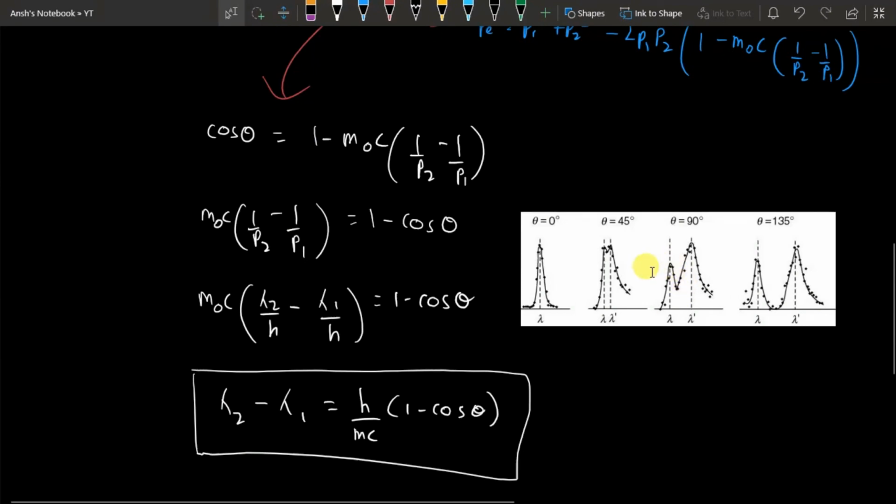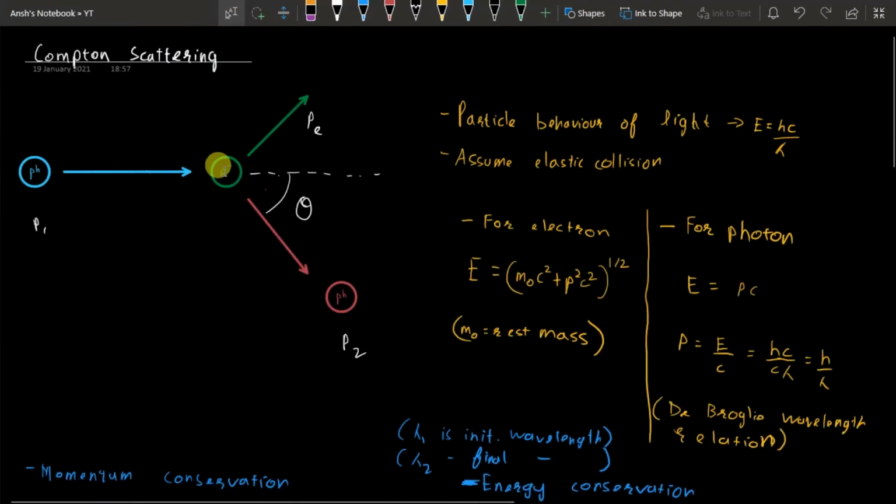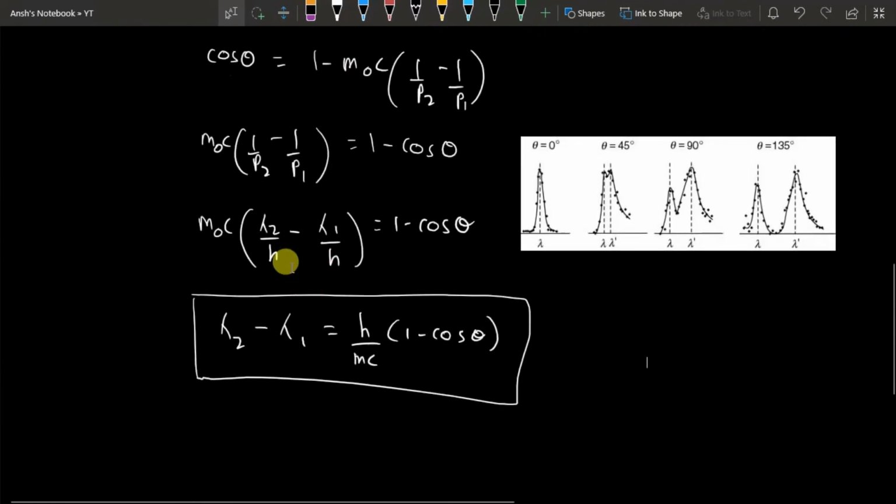So this is a graph corresponding to the Compton scattering phenomena. On the y-axis of this graph, we have the photons that are detected in an experiment, and on the x-axis we have the wavelength. So what will happen is, when the photon interacts with the electron, it will get scattered at different angles, and based on what angle it is scattered at, it will have a different wavelength, and the wavelength shift will be different for different theta, which is also evident from the equation that we just derived.